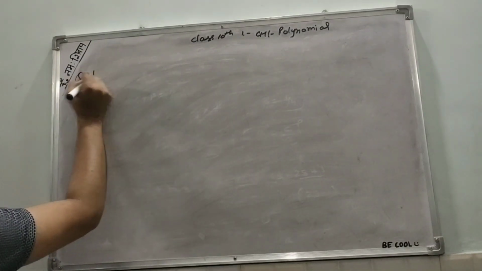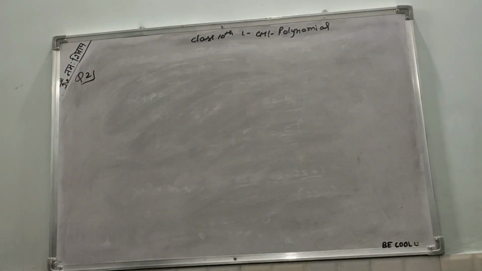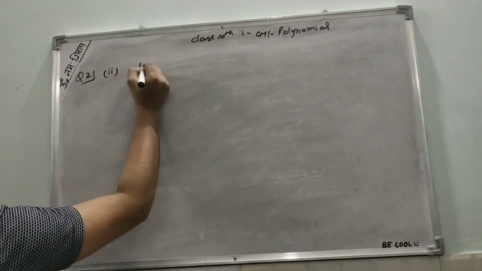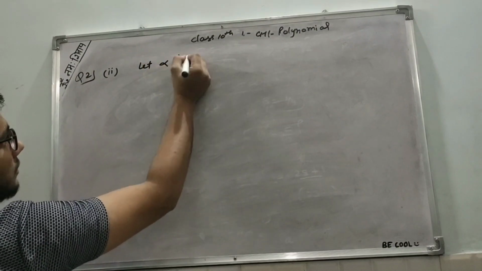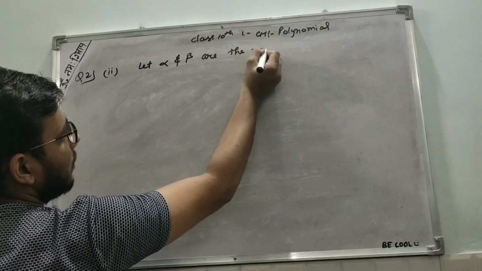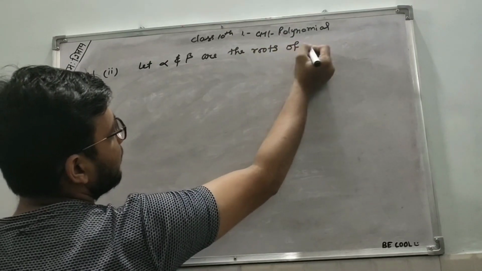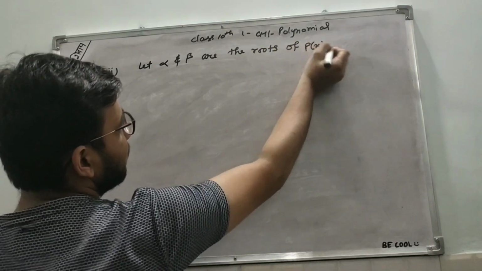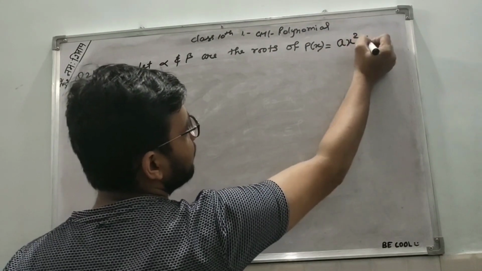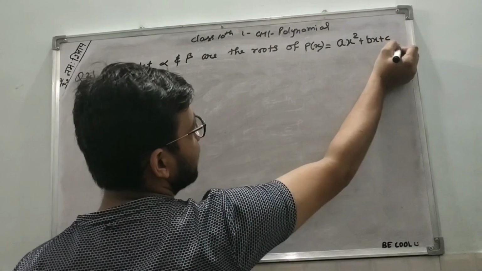Question number 2. Find a quadratic polynomial each with the given numbers as the sum and product of zeros. We have given as zeros. Take second part. Let alpha and beta be the roots of p(x) = ax² + bx + c. Say it as first.